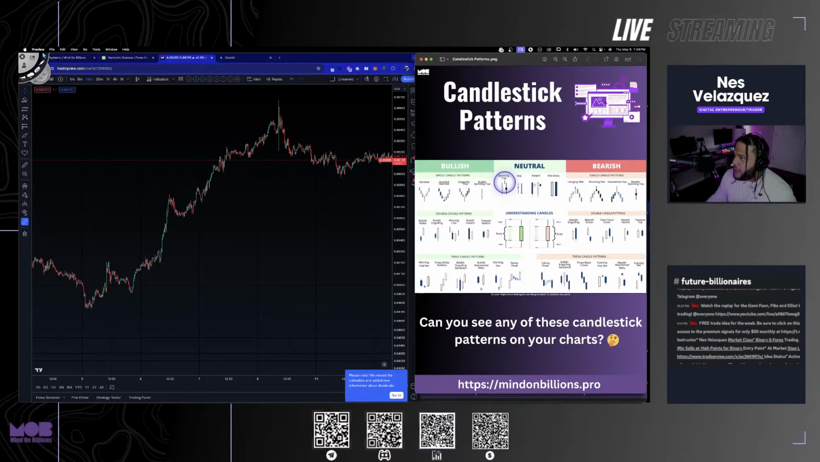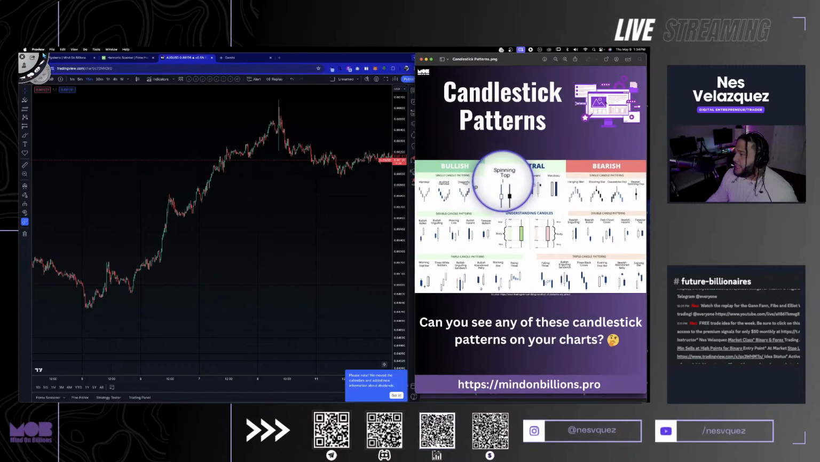Same kind of stuff, y'all. Spinning top. This is neither a bearish nor a bullish spinning top. This is a spinning top. So this is what you have to look for. This is what I want you to pay attention to. Look for the spinning tops. Look for the dojis, okay?